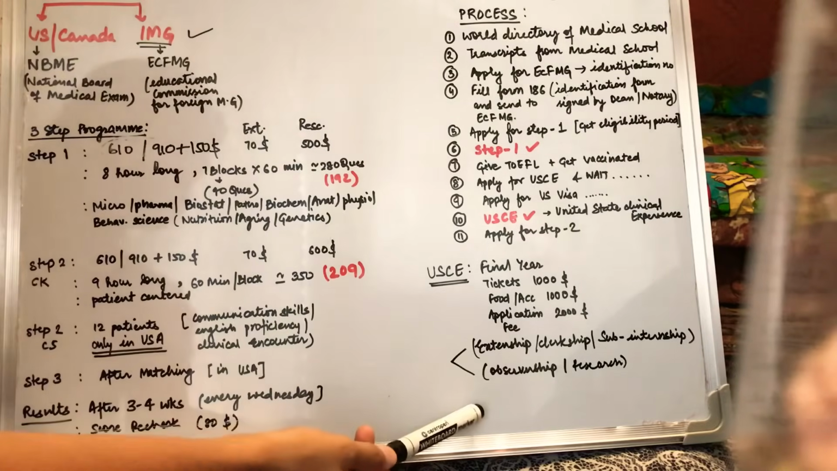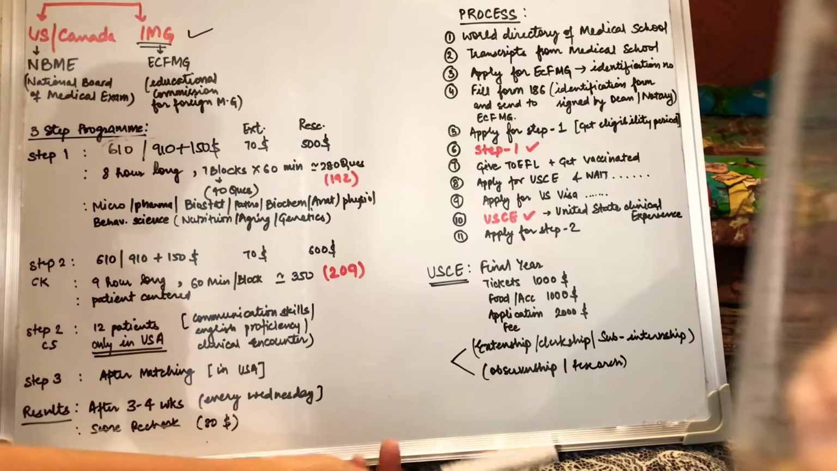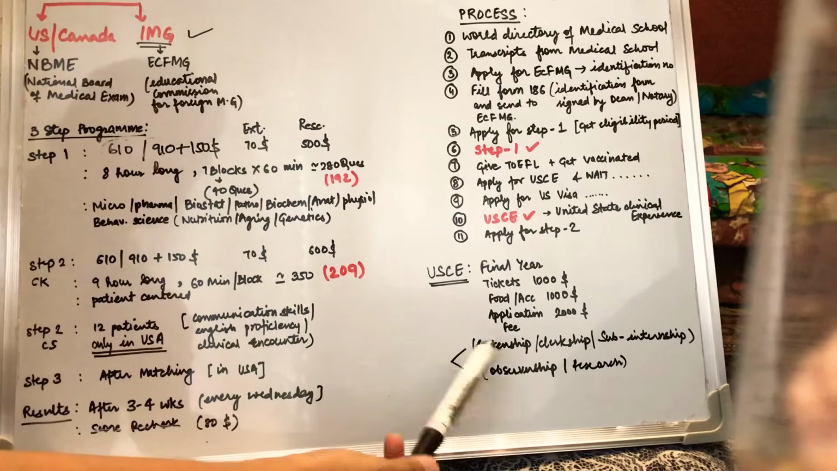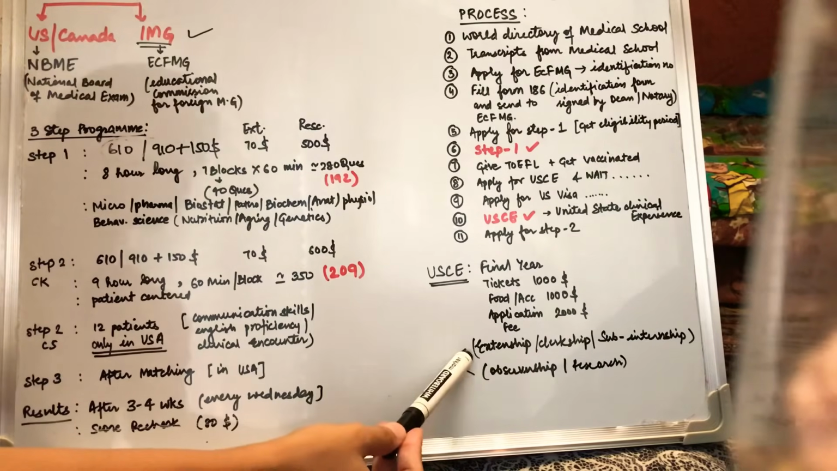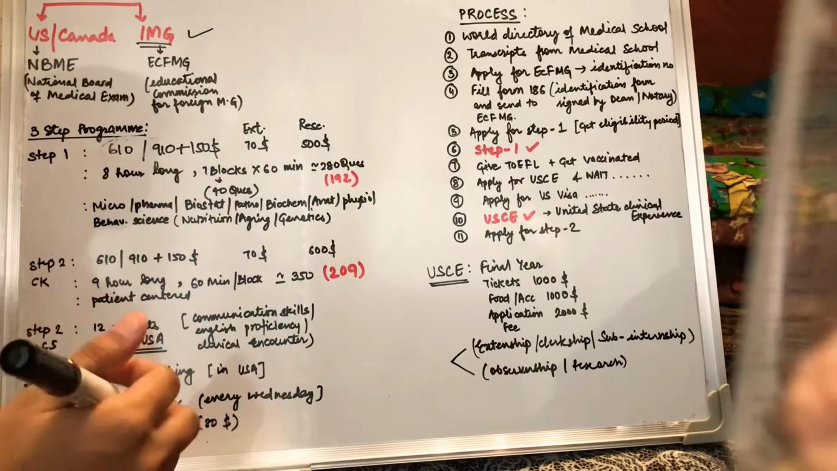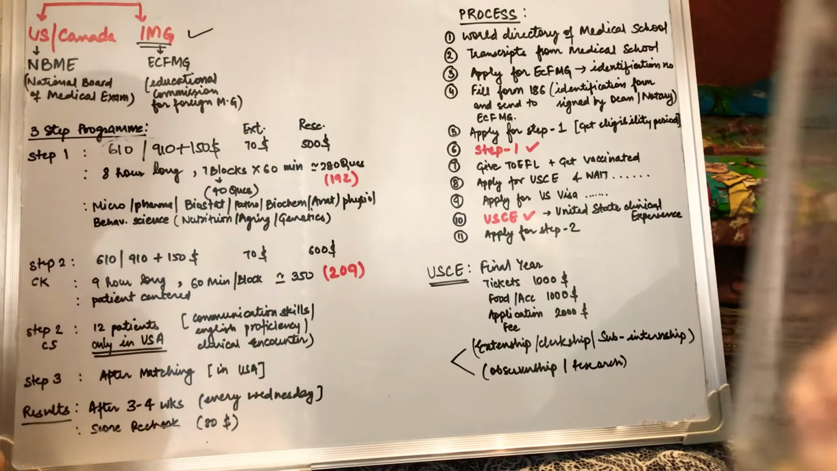Now observership and research are not that important, like they don't add certain value in your USMLE examination or your residency. But if you have done an externship, clerkship or sub-internship, it will play a very important role for you to get into residency. Apart from the steps, you must finish, let's say, 2 weeks to 6 months of USCE. Once you have done this, your chances of getting into residency in the USA will be higher.